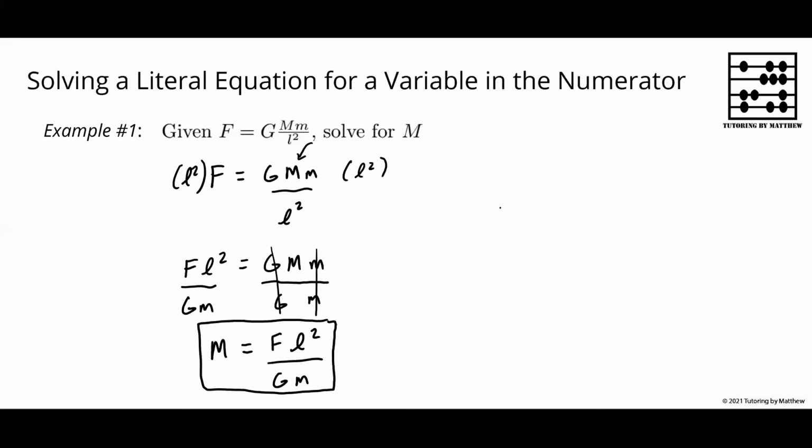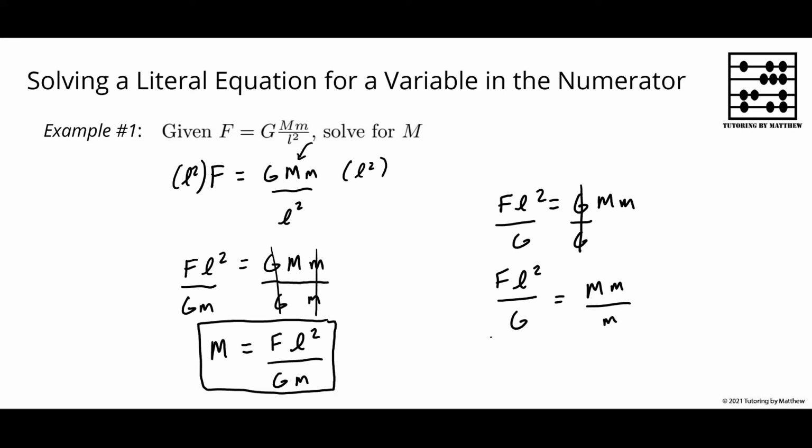As I mentioned, in the previous line, you have an option. You could first choose to divide both sides by big G. Again, G cancels. F L squared over G equals big M times little m. Now you divide both sides by m.